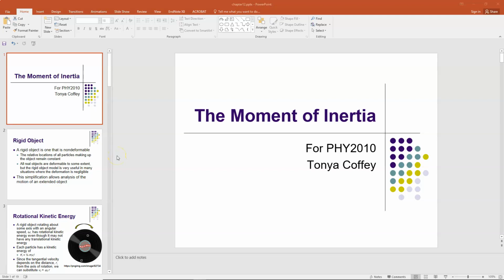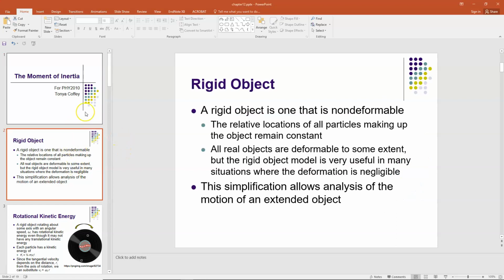In this lecture, we're going to discuss the moment of inertia for a rotating rigid object. First of all, it's important to realize that this is a big assumption that I'm making, that it's a rigid object. A rigid object in physics is one that's considered to be non-deformable. What that means is that if you find the center of mass of the object, all the little particles that make up the object with respect to the center of mass stay in the same position.